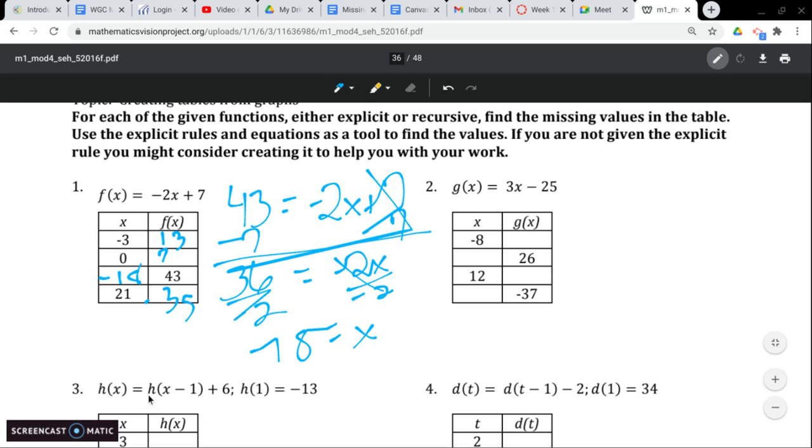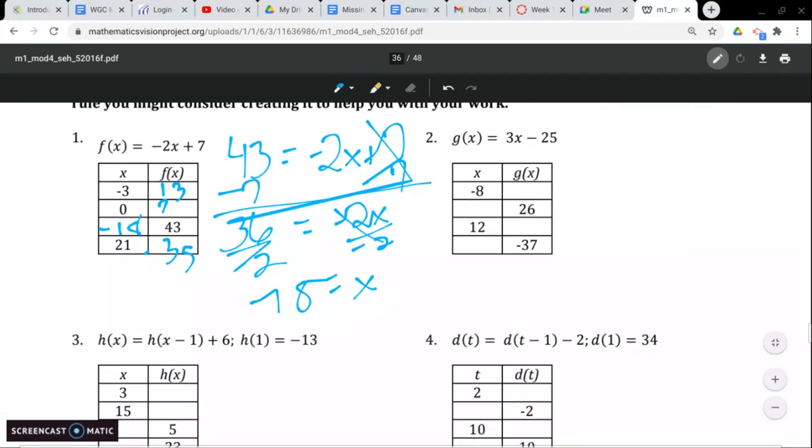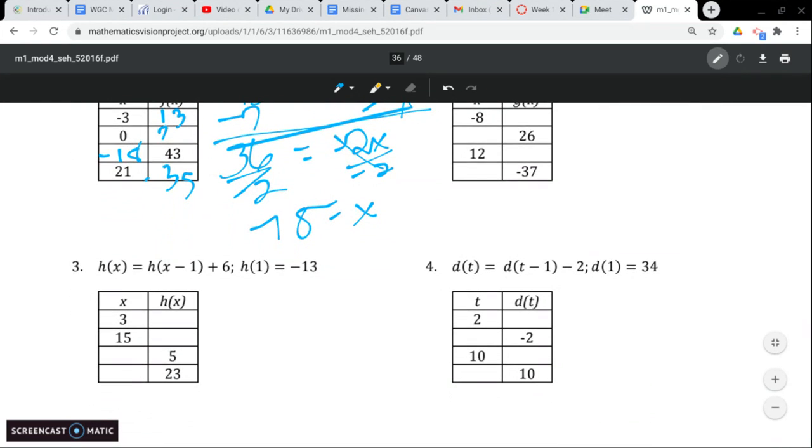So negative 18 gives us a positive 43 for an output. So for the ones where you're given the f of x value, all that means is in place of the f of x, you're putting 43 and then solving for x. So it's just the reverse of what you did with the others.